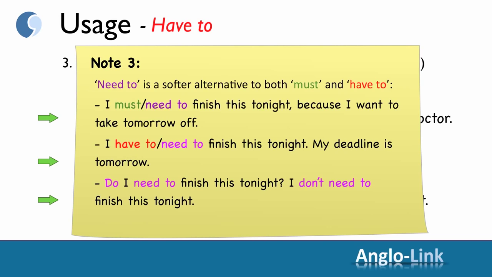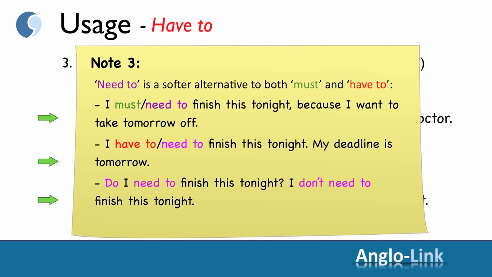You may have also come across the expression need to. Need to is a softer alternative to both must and have to. For example, you could say, I must finish this tonight because I want to take tomorrow off. Or, I need to finish this tonight because I want to take tomorrow off. Or, I have to finish this tonight. My deadline is tomorrow. In a softer tone, you could say, I need to finish this tonight. My deadline is tomorrow.